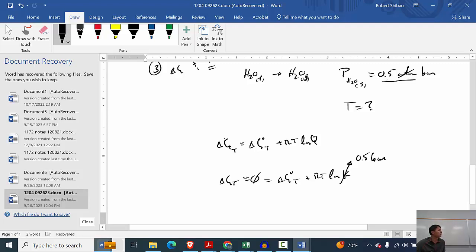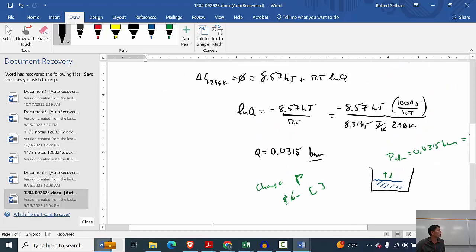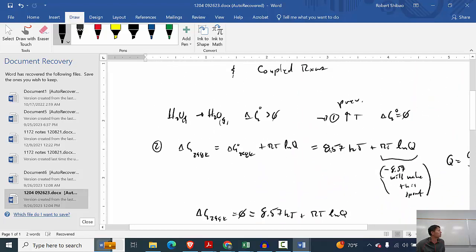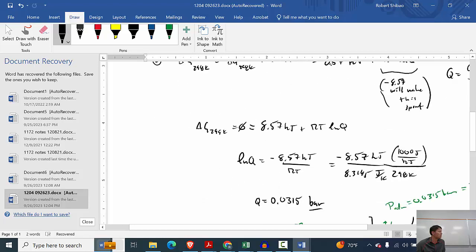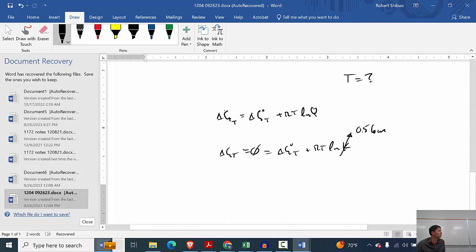So I see delta G naught was from the earlier calculation. Our delta G naught from the earlier calculation was 8.57 kilojoules, positive. Can I use that here? Positive 8.57 kilojoules. No, why not? Yeah, because we're not at 298 Kelvin. And so we need to get this to 298. So there are two things we can do. We can calculate it, but I don't know what the temperature is, right? That's what we're trying to solve for.